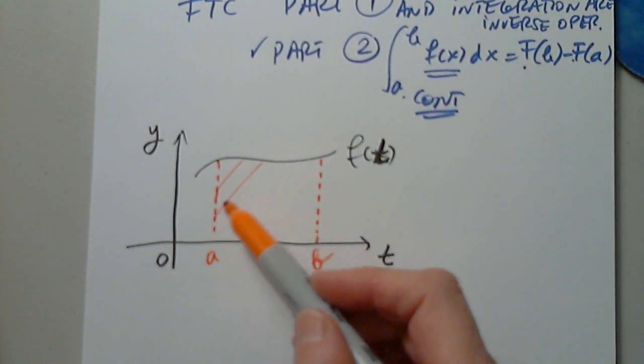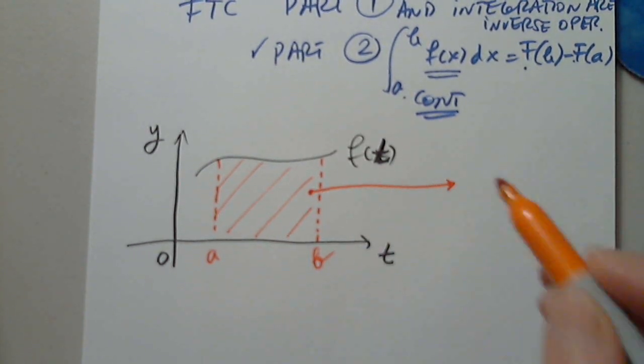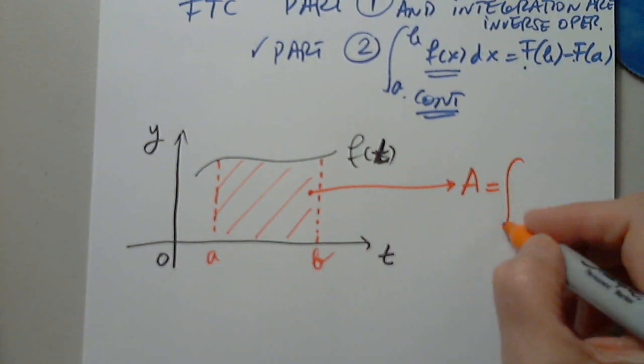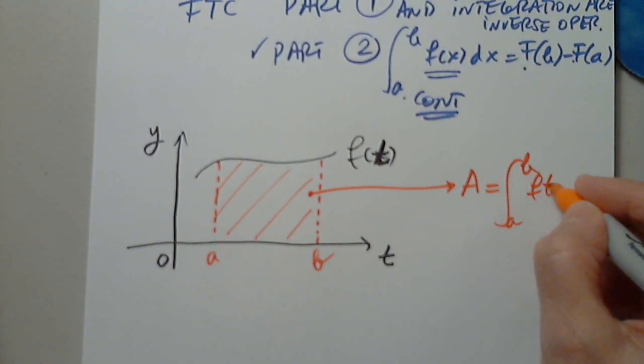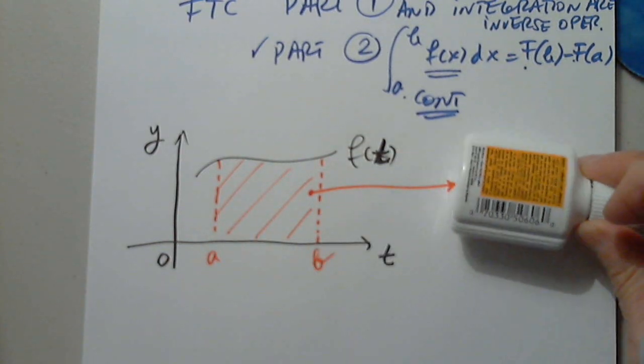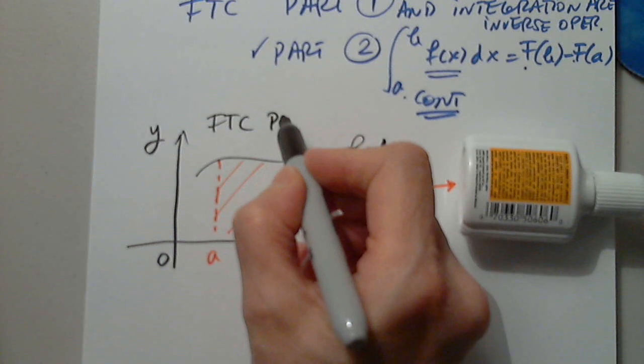So if I want to determine this area, again, how do I determine it? Definite integral. Yes, the integral from a to b from f of t dt. This time we don't want that. It can stay there, but this is not what we are trying to do at this point. So again, we're talking about FTC part 1.